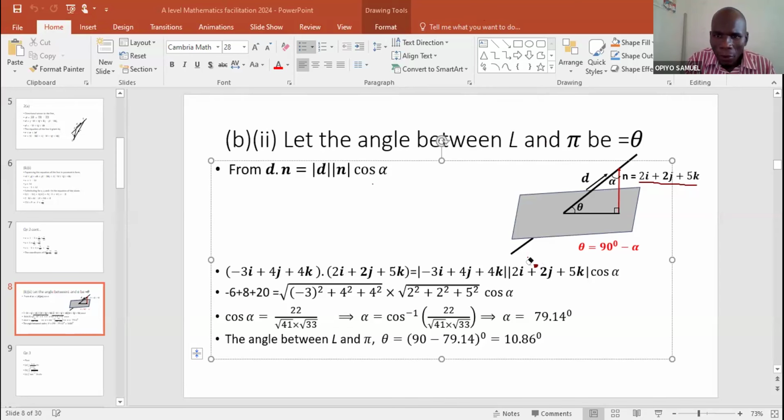Now, when you are dotting two vectors, you multiply the components, the i components with the i components. That's why we have -3 times 2, which gives us -6. Then 4 times 2 we get 8. Then 4 times 5 we get 20. So that's how we get the dot product. Then we determine the magnitude from this side.